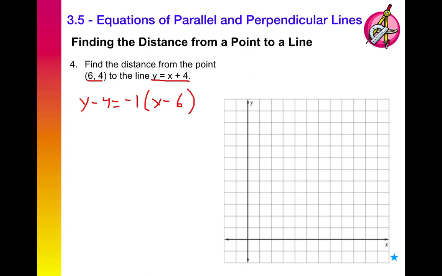And then you use these two equations to come up with what the intersecting point is, and then that point is what you're going to use for your distance formula. And I'll let you work out the rest of the details. We'll discuss the rest of this in the next period.